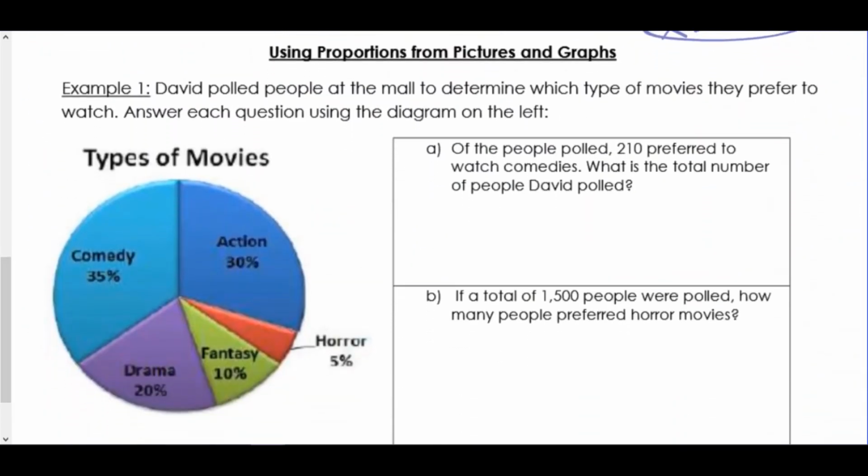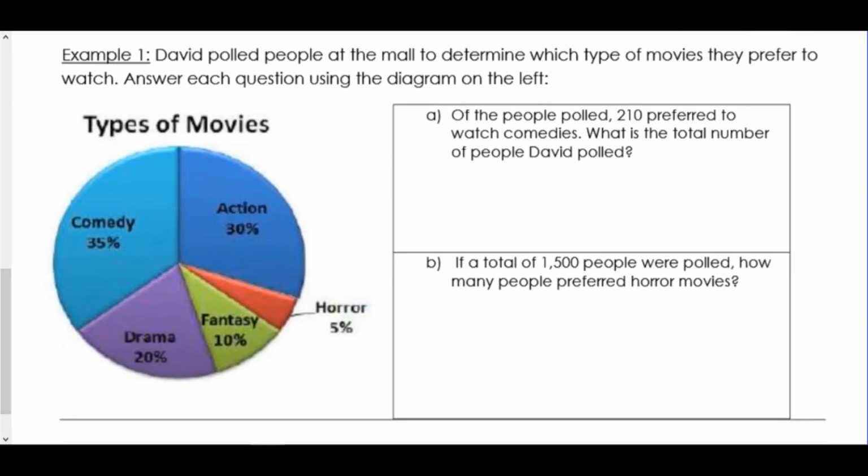All right, another way that we can be asked these questions is from a picture or from a graph. So instead of being given all the information that we need in the word problem, this pie chart offers a lot of information. Actually, a pie chart is a dead giveaway for percentages. It's telling us that we will set up our proportion as a percent over 100. So let's read the context here. David polled people at the mall to determine what type of movies they preferred to watch. Answer each question using the diagram on the left.